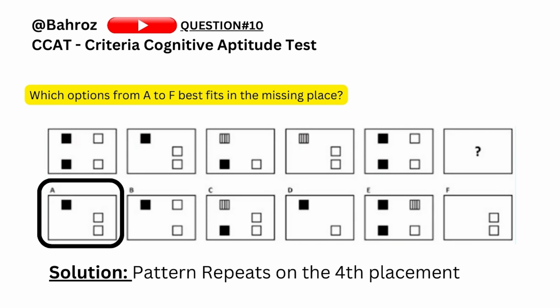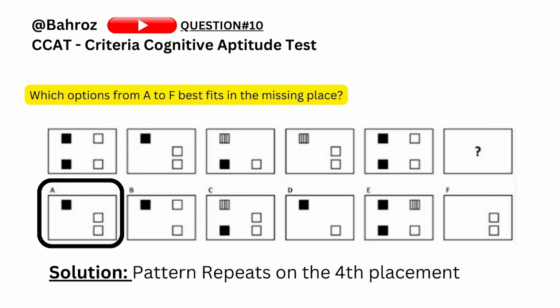Question number 10. What options from A to F best fits in the missing place? Here the best idea is to pick one part of the symbol or the design and see how it is changing. So we have two black dots. They become one black dot. Then they become one black and one dotted. Then they become one dotted. And then they become two black dots.